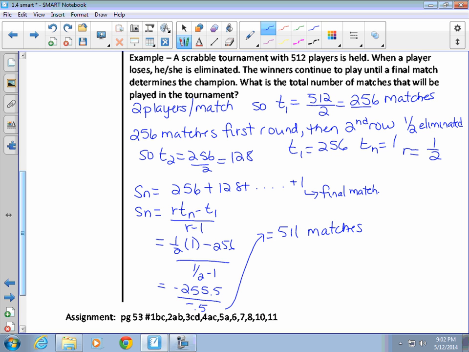So that is the end of geometric series. As you can see, the formulas are kind of similar to what we were doing in the last section. You just need to keep in mind whether you have the number of terms or not. If you have the number of terms, you use the first formula. And if you don't, then you use this formula.